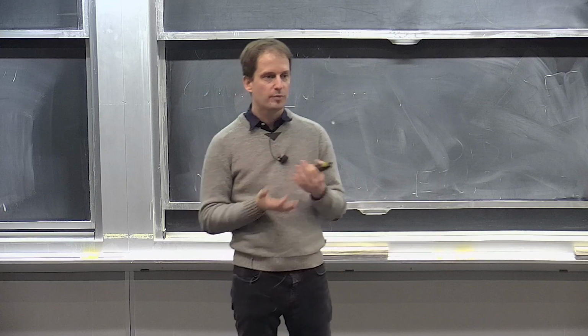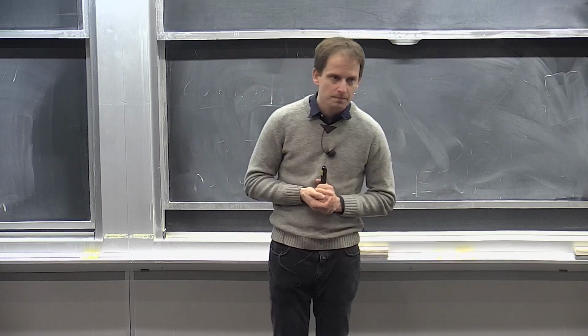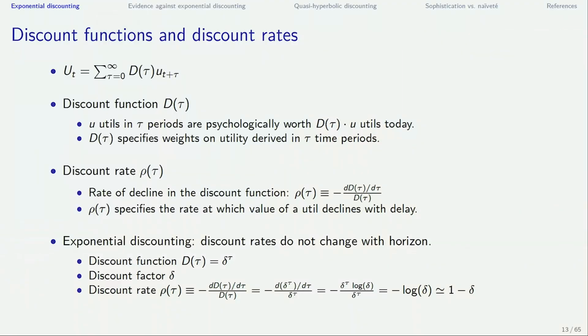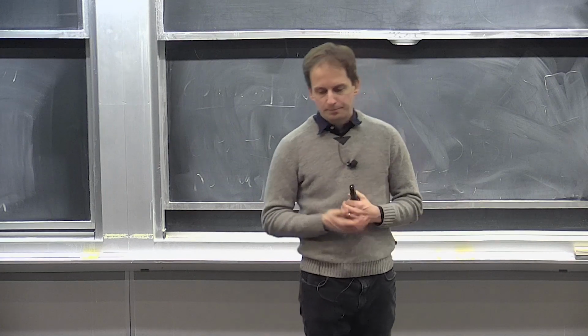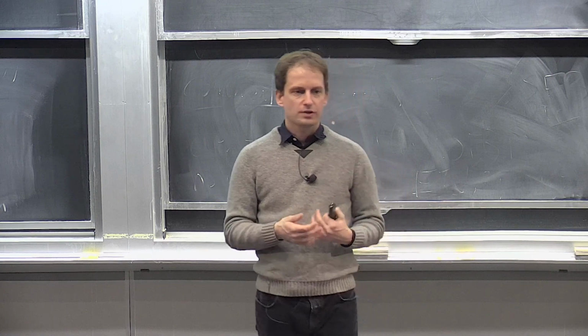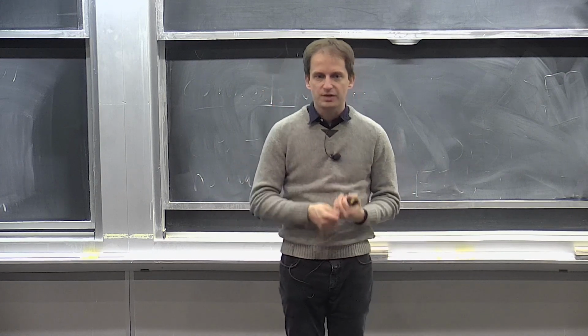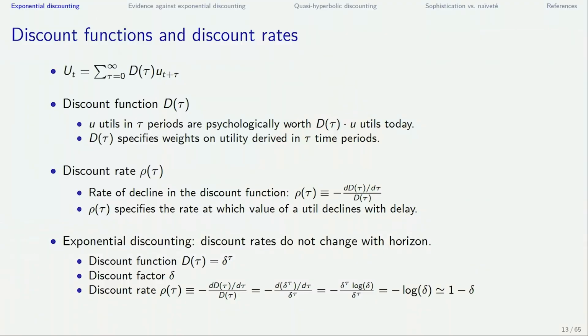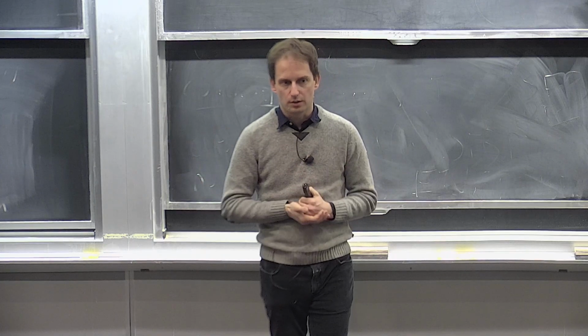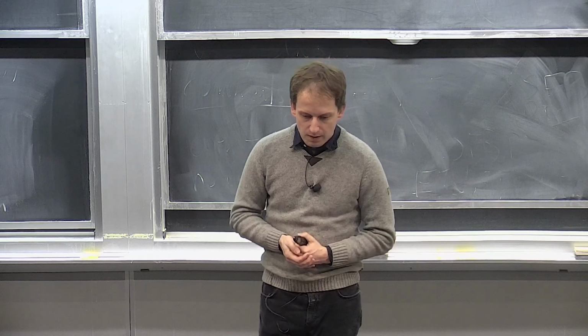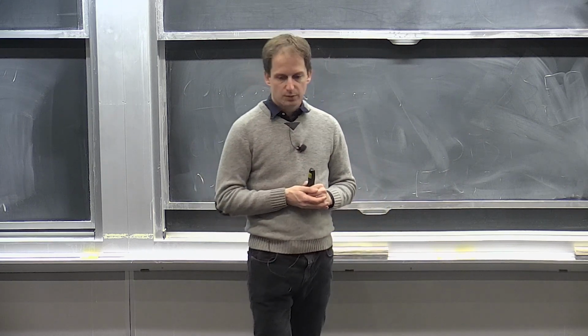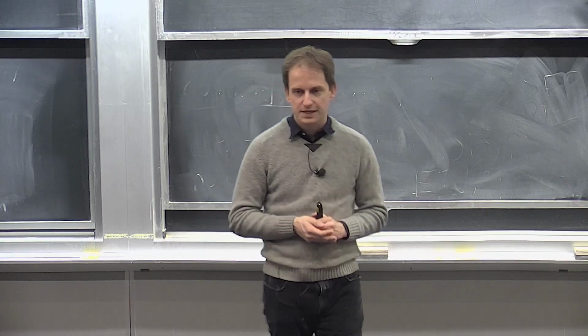That functional form could be anything. That's just a very general definition. Now, what's the discount rate? It's the rate of decline of the discount function. We call that rho, and rho of tau is the derivative with respect to time divided by the discount function at that point in time, and the negative of that. Usually it's positive, because the discount function tends to decline: stuff that's further away in the future, you put less weight on than stuff that's closer to the present. So rho of tau specifies the rate at which the value of a util declines with delay.